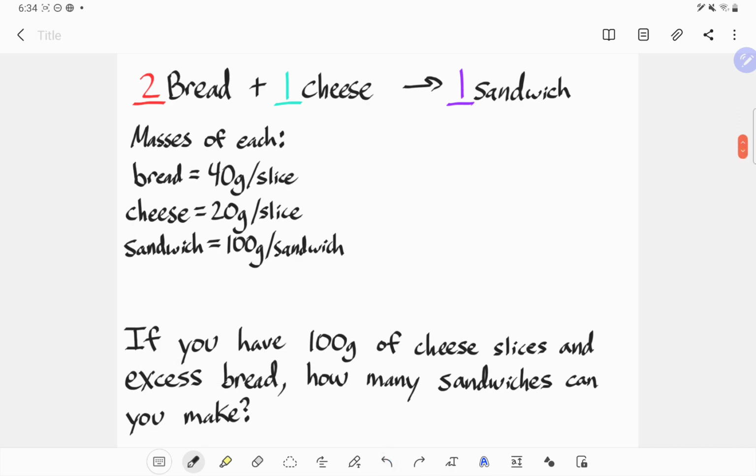All right, so 100 grams of cheese slices. Go ahead and pause the video and think about how many sandwiches you can make given that we have 100 grams of cheese.